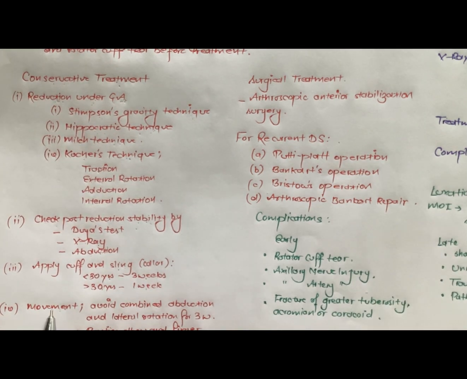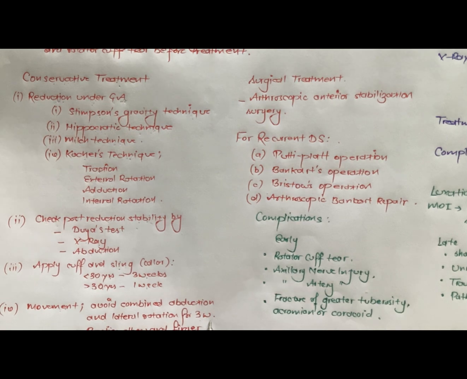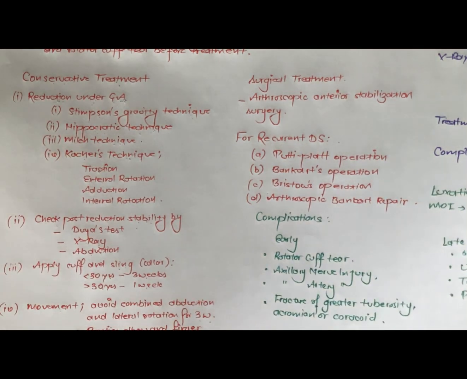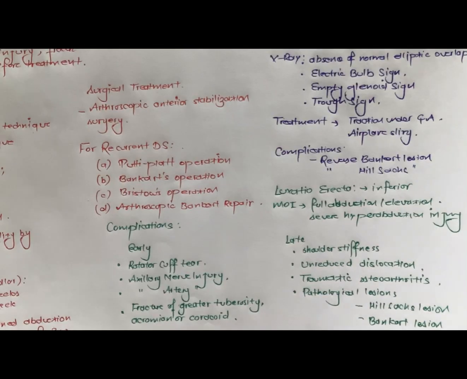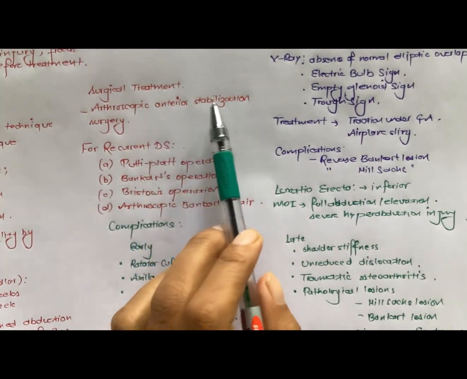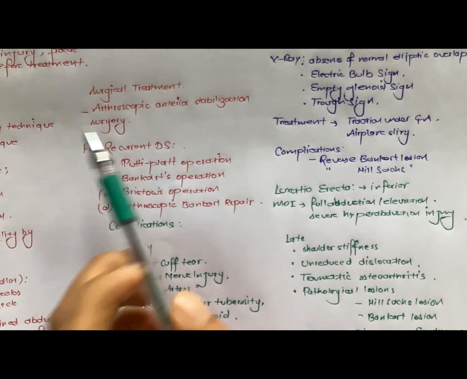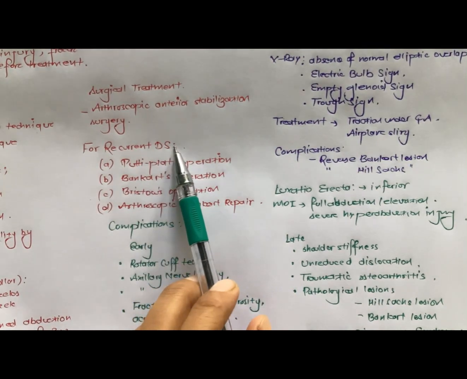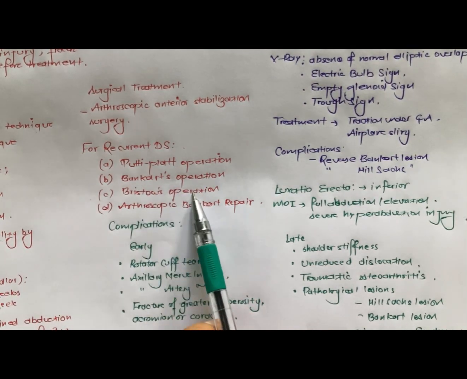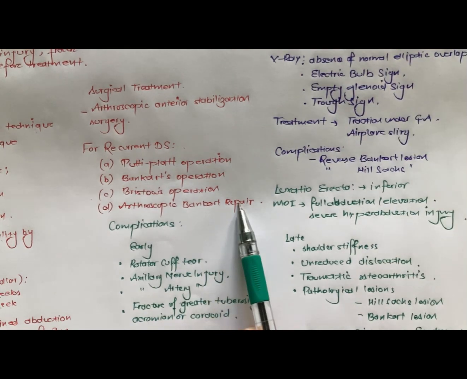And talking about the movements, we will tell the patient to avoid combined movements such as abduction and lateral rotation for 3 weeks, but we will tell the patient to practice movement of the elbow and fingers every day. And now talking about the surgical treatment, arthroscopic anterior stabilization surgery can also be done, and for recurrent dislocation of the shoulder, Putti-Platt operation, Bankart's operation, Bristow's operation, and arthroscopic Bankart repair can also be done.